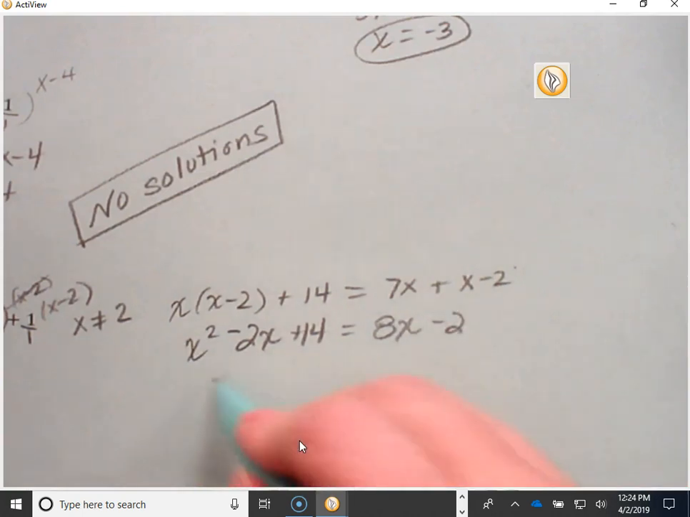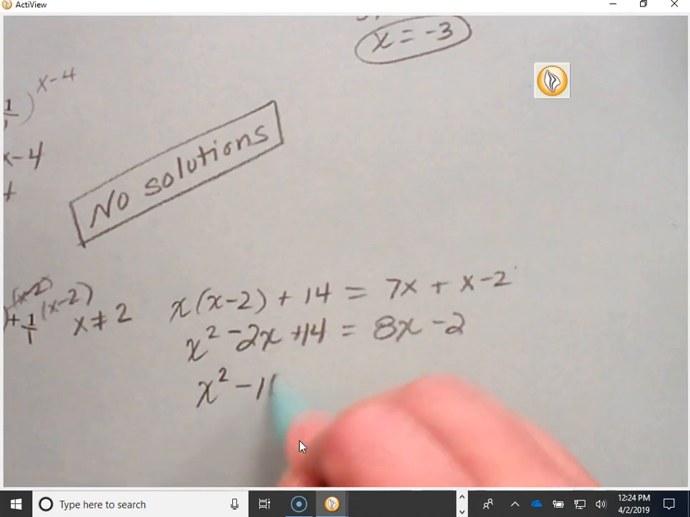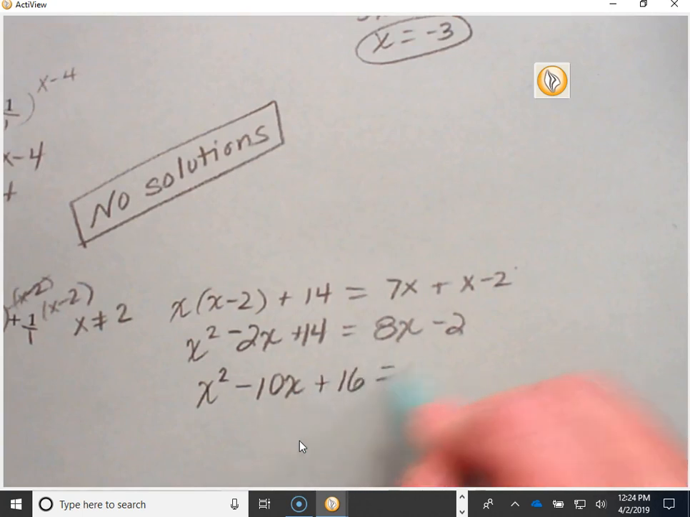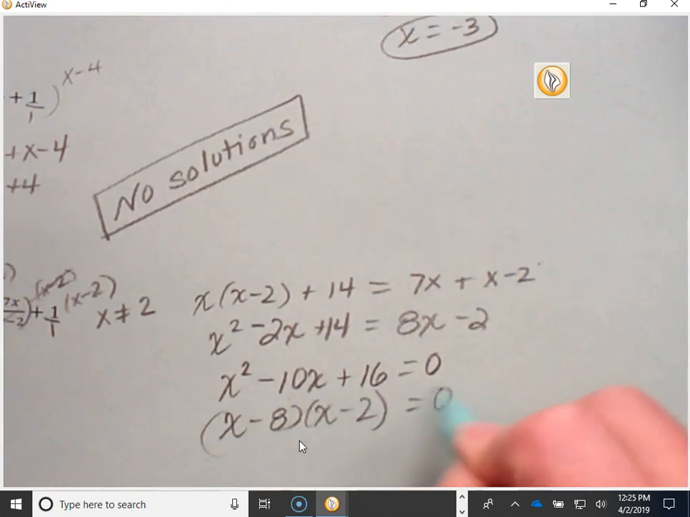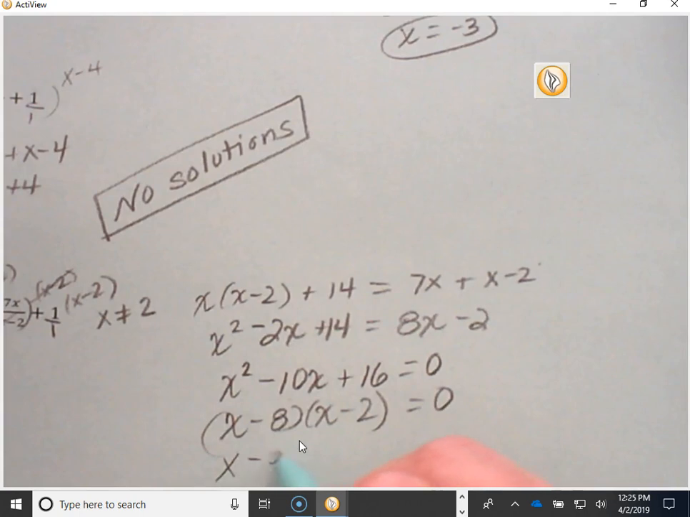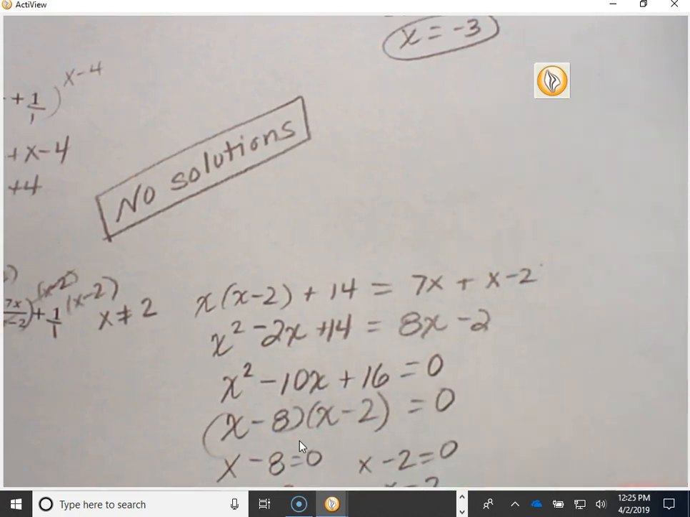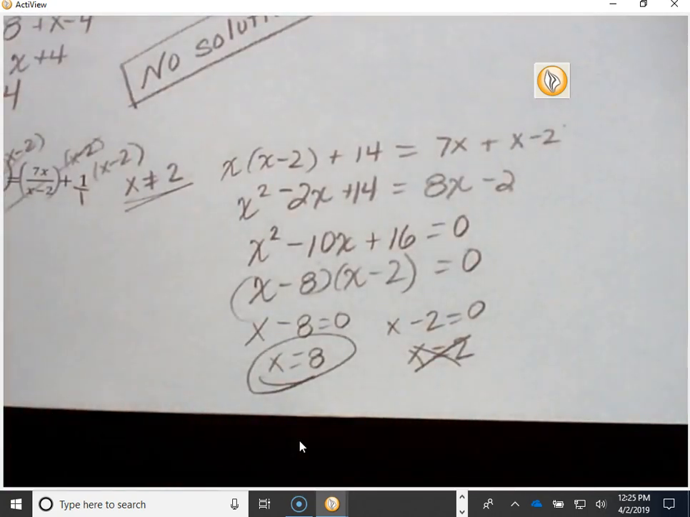So we're going to subtract 8x from both sides, so that's x squared minus 10x. Add 2 to both sides, so that's 16. And I'm looking for factors of 16 that add up to be negative 10. Good job. Negative 8 and negative 2. So x minus 8 could be 0, which means x would be 8. x minus 2 would be 0, which means x would be 2, but x can't be 2, because that would make it 0 in the denominator, and boom. And that's how you solve the rational equations.